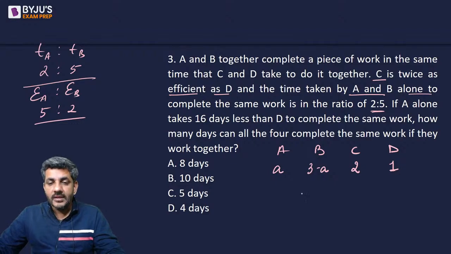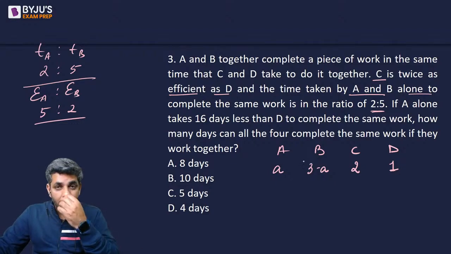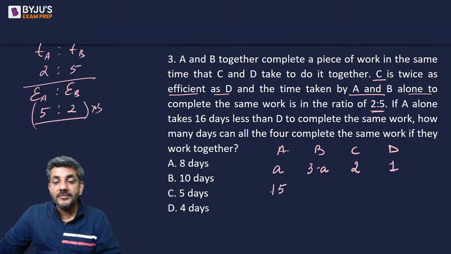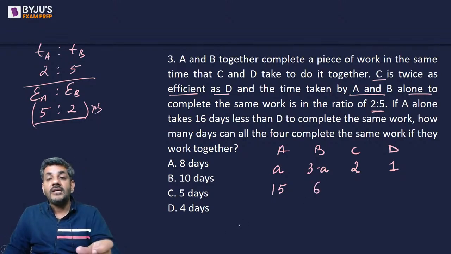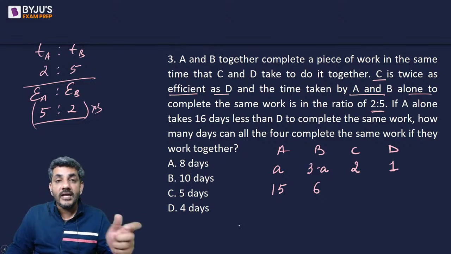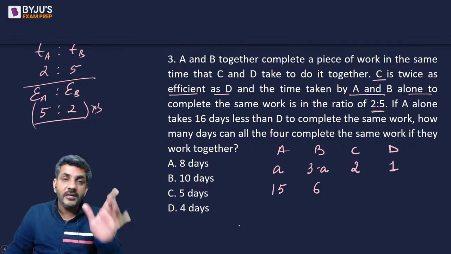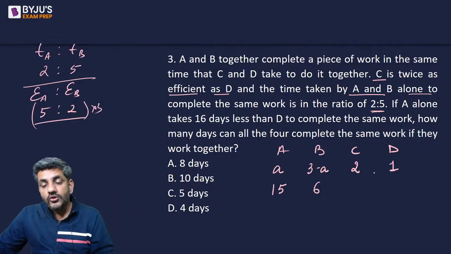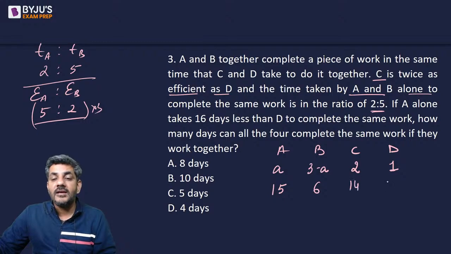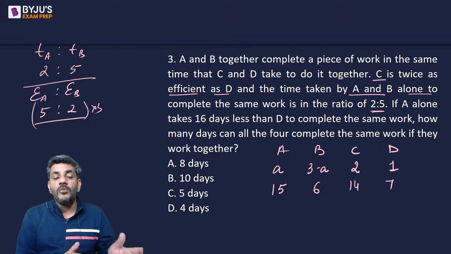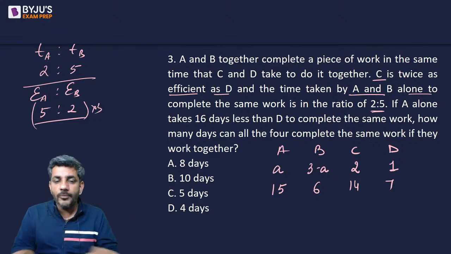Let us assume the efficiencies of A and B are thrice of it. That means I assume the efficiency of A is 15, and the efficiency of B, thrice of it, is equal to 6. That means A and B together are making 21 units every day, right? A alone is making 15, B alone is making 6. Together they are making 21. So to make this 21 as well, I multiply by 7, so C and D are making 14 and 7. This is just a way of making questions easy. I hope you got my point.